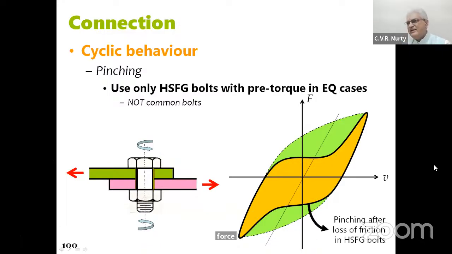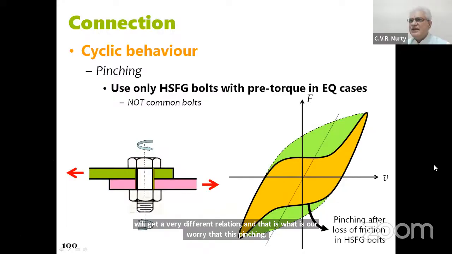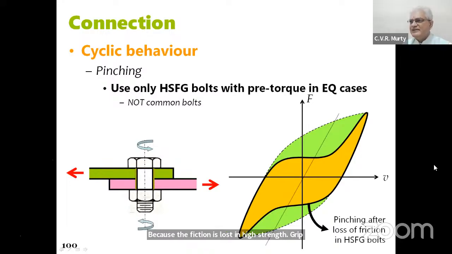And that is what is our worry, that this pinching, because the friction is lost in high strength friction grip bolts because of the loading that is coming in the way it is coming in from the different parts of the structure. There is a clear slip that you can see in the pinched hysteresis loop. If that slip were not to happen, the orange would have become the green cycle.